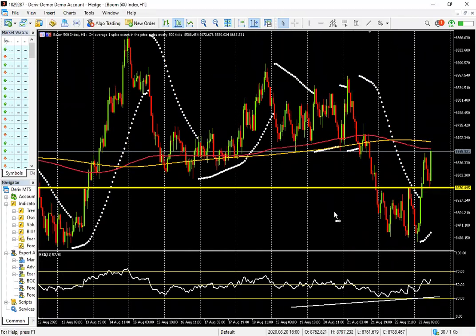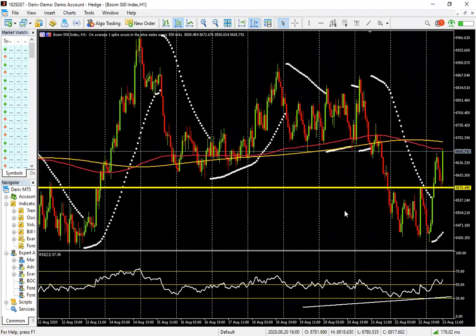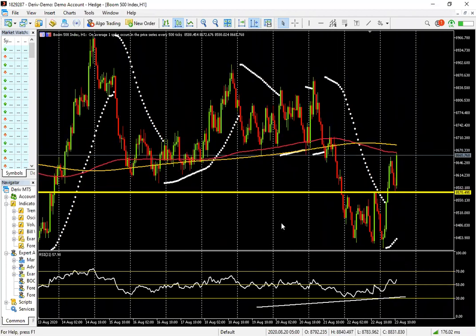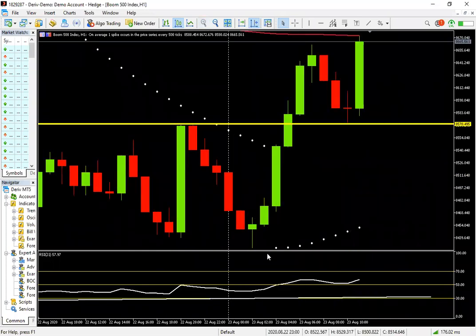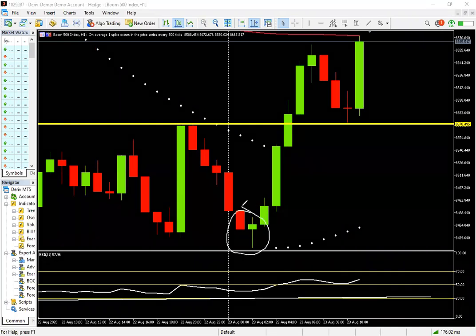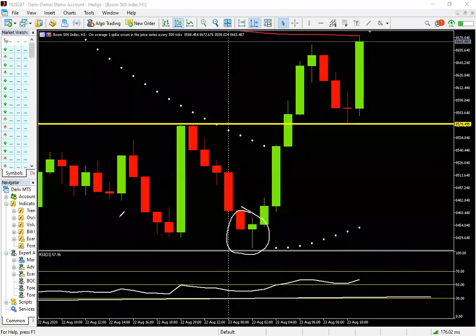So remember yesterday we took some nice Boom 500 buy. If you are very keen, you can see this kind of thing. I don't ignore them. Like this kind of doji here, this kind of rejection at support. This kind of rejection at support is very, very key. This is one thing I usually look for before I start trading.